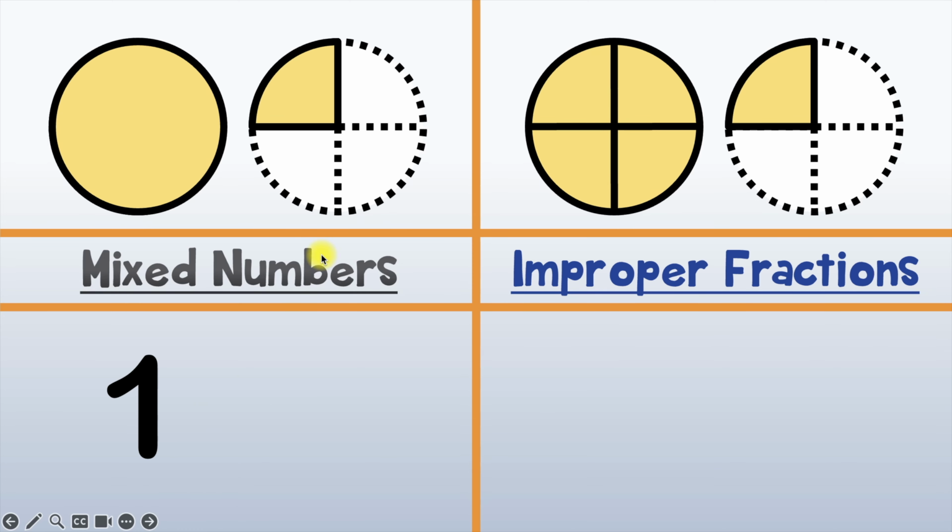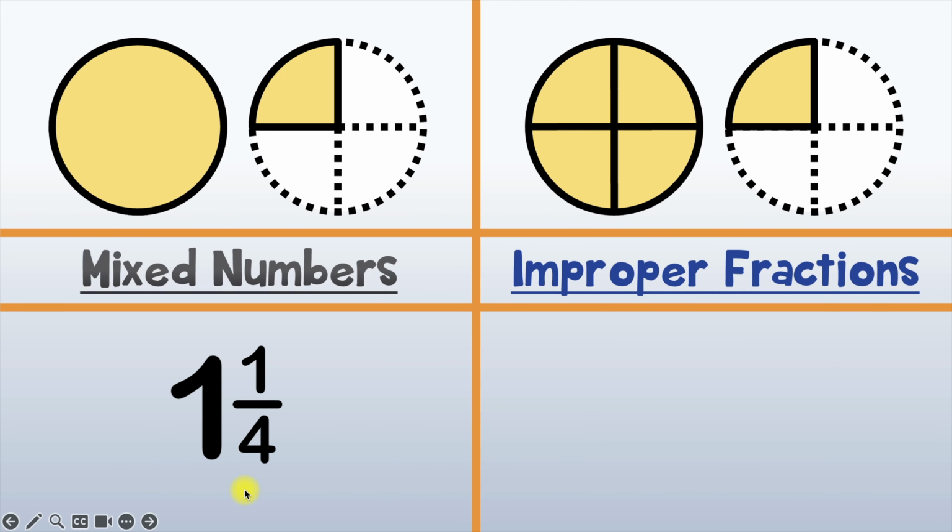And for the fraction part, this part of the model here has 1, 2, 3, 4 spaces, and out of 4, only 1 is shaded yellow. So the fraction to show that would be 1/4. So we have 1 whole and 1/4. So to represent it as a mixed number, we would add those 2 things together. And it's actually a lot easier than it sounds. Because for a whole number and a fraction, we would just put them together.